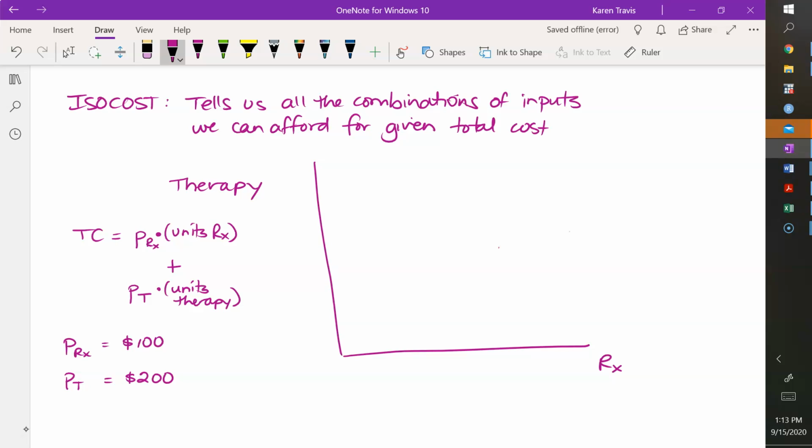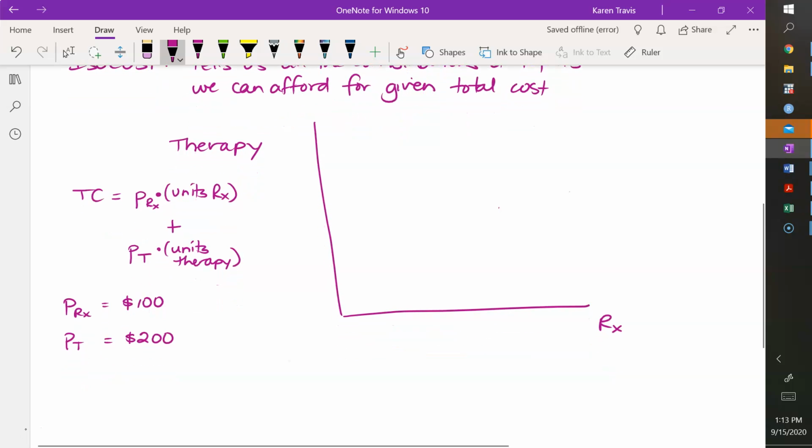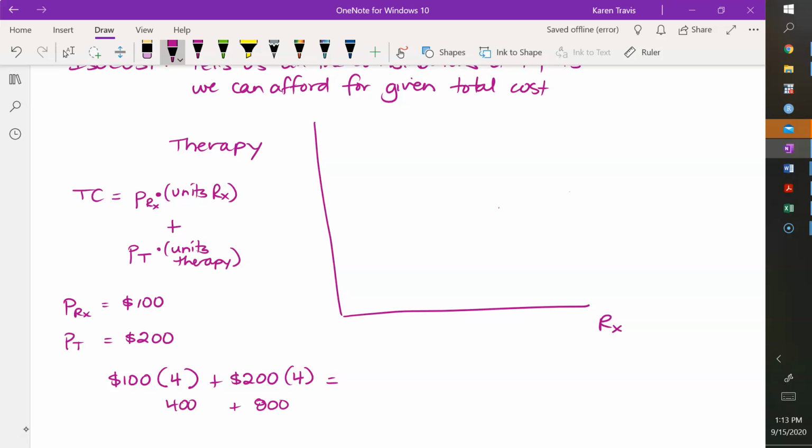So now let's imagine what the total cost is going to be. If prescriptions are $100 and we used, let's just say, 4 units, and the therapy was $200 and we also wanted to use 4 units, then we can see here that we would have $1,200 in total cost that comes from that. So just to think about that, let's plot that point. 4 and 4 is just this point right here.